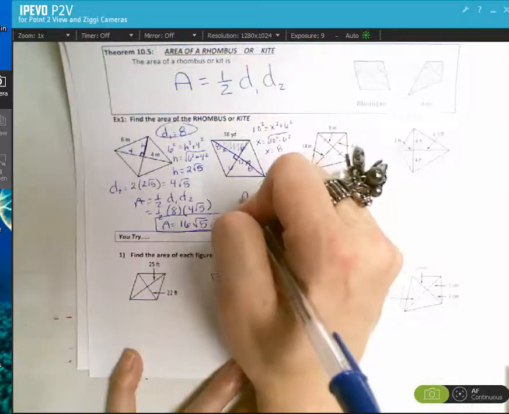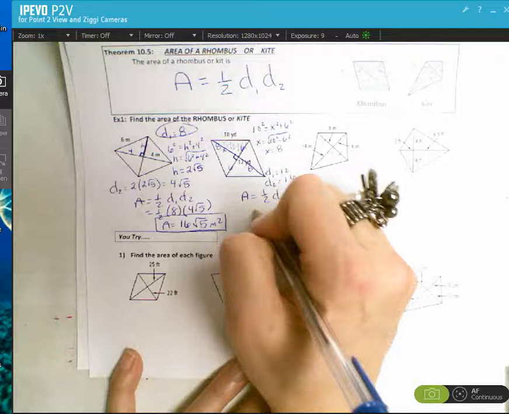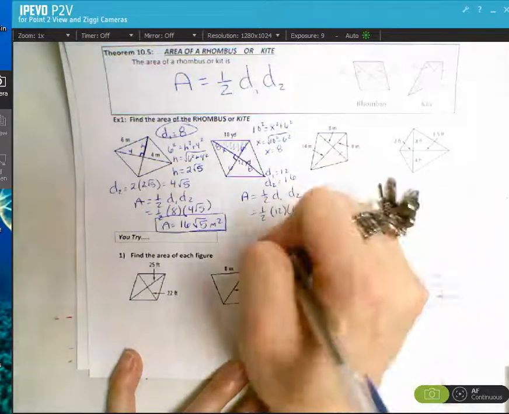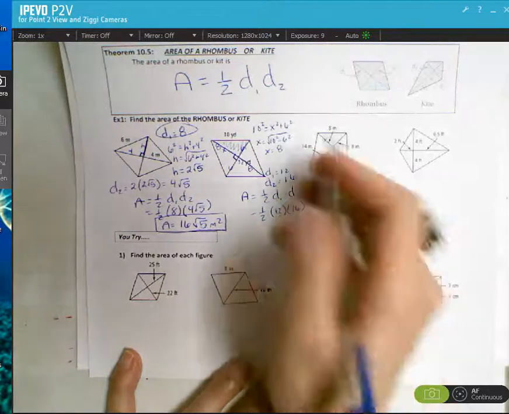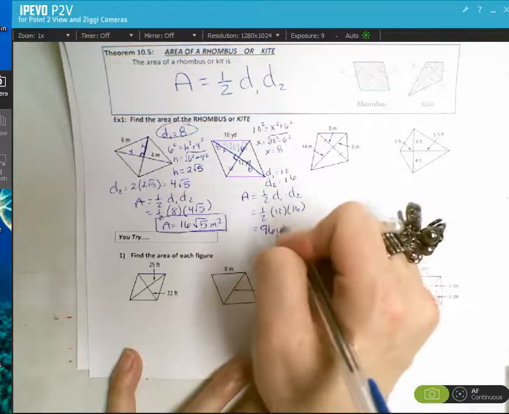Now that I have both diagonals, A is equal to 1/2 d1 times d2, which is equal to 1/2 of 12 times 16. That's 6 times 16, which is equal to 96. My units are yards squared.